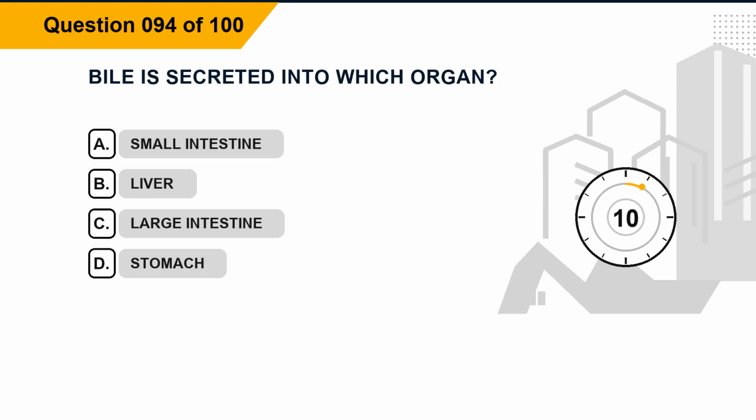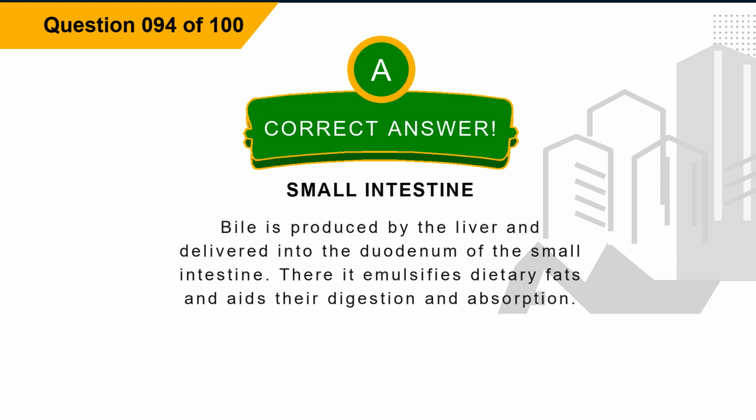Question 94. Bile is secreted into which organ? Option A. Small intestine. Option B. Liver. Option C. Large intestine. Option D. Stomach. The correct answer is option A. Small intestine. Explanation. Bile is produced by the liver and delivered into the duodenum of the small intestine. There it emulsifies dietary fats and aids their digestion and absorption.